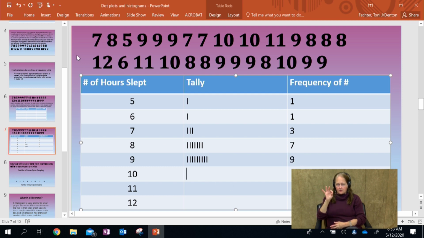Now let's take a look at 10. 1, 2, 3, 4. And we're going to put a 4 here. The number 11, 1, 2. And then the number 12. And there is only one 12.